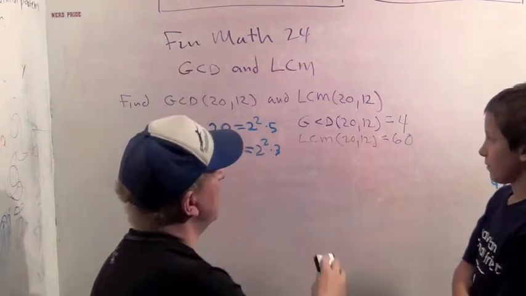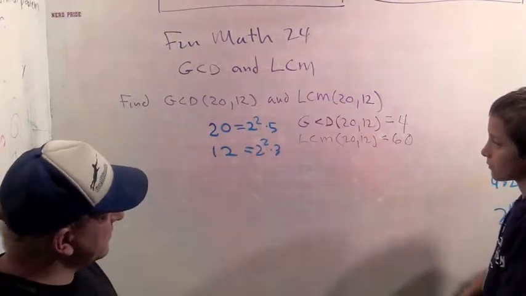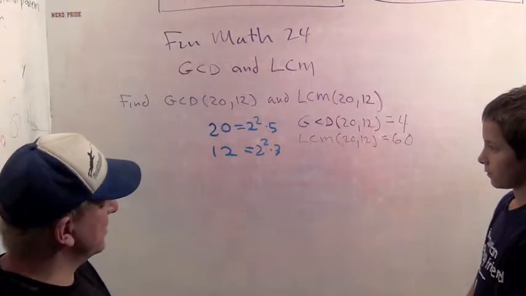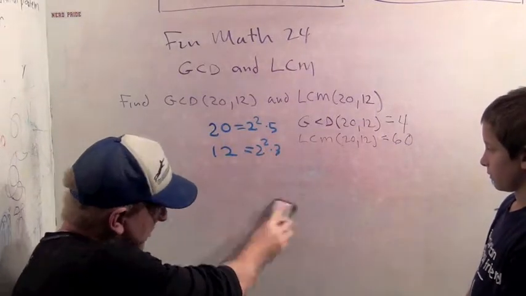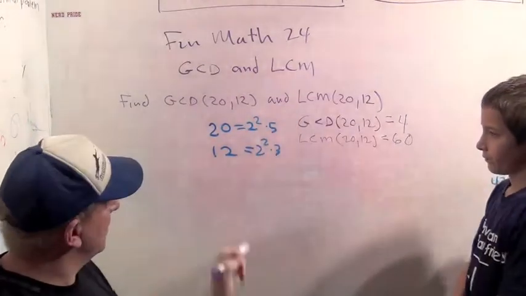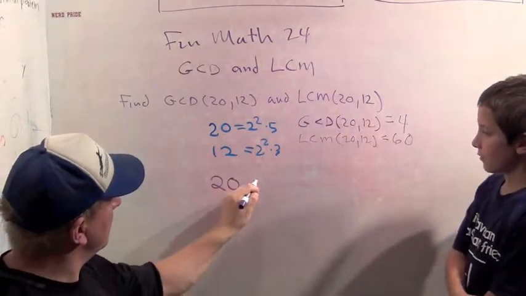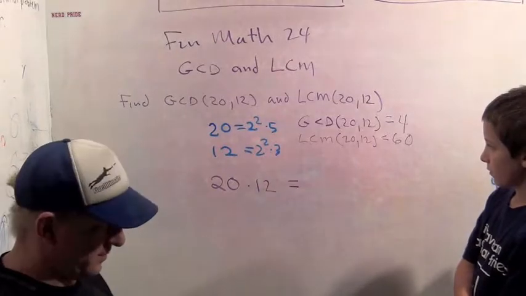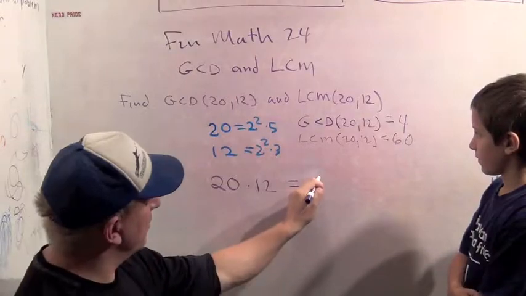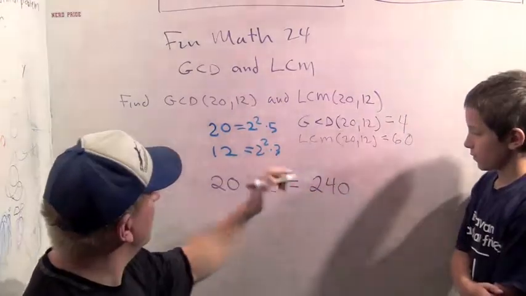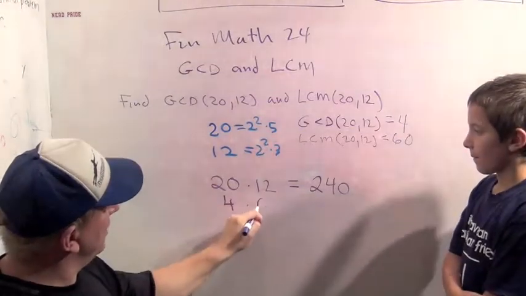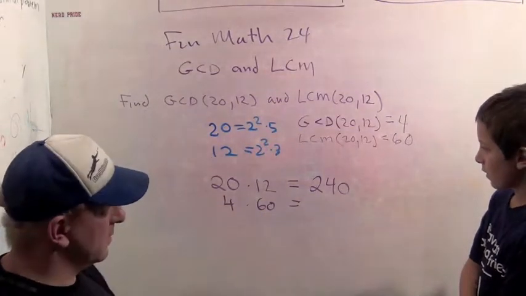Okay, so we have these two numbers, 20 and 12. And the greatest common divisor is 4. The least common multiple is 60. Now I want to show you something neat, because the other day you asked me, is there any relationship between the greatest common divisor and the least common multiple? What is 20 times 12 equal to? It's 240. Okay, those are our two numbers, 20 and 12. What is 4 times 60? It's 240.